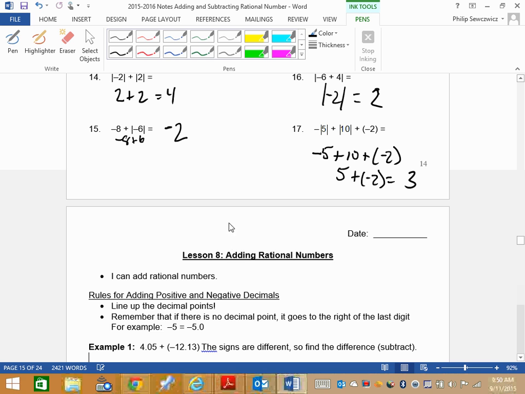Lesson 8, this is really where you have to utilize your rules and know if you're going to add or subtract, so that's why we're walking through it a lot. That's it, all right.